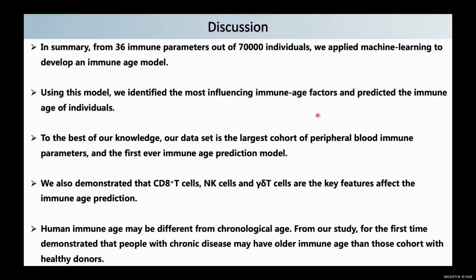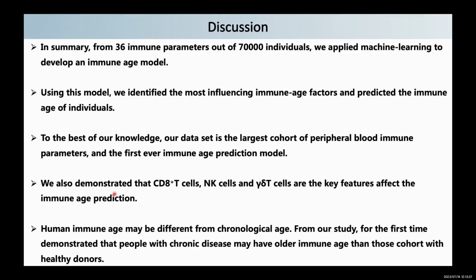So in summary, from 36 immune parameters out of 70,000 individuals, we applied a machine learning model to develop an immune age model. Using this model, we identified the most influential immune age factors and predicted the immune age of individuals. To the best of our knowledge, our data set is the largest cohort of peripheral blood immune parameters and the first ever immune age prediction model.